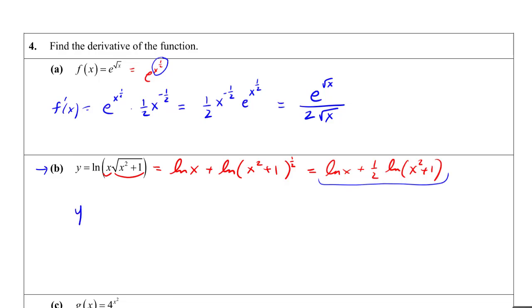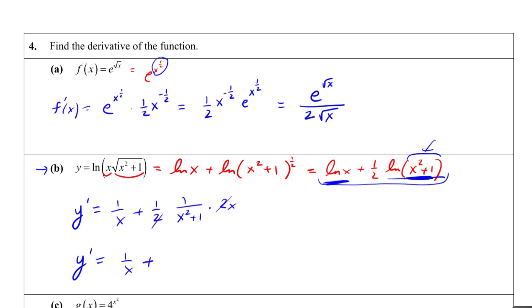Okay, so y prime then, I take the derivative of ln of x, I get 1 over x. Then I have plus the constant multiple 1/2. The derivative of ln of x squared plus 1 is the derivative of ln of something. So 1 over x squared plus 1 times the derivative of this something, which is 2x. So these 2's cancel, and I would get 1 over x plus, don't forget this x here, x over x squared plus 1. There you go.